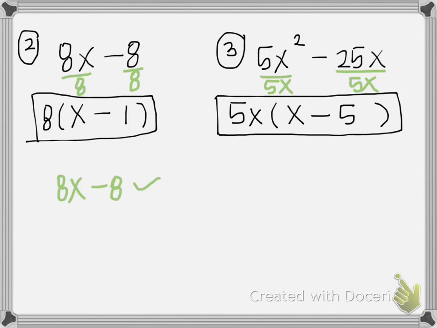We factor. Okay, we got multiplication there. So now, remember it has to multiply back to give you what you started with. So 5x times x gives you a 5x squared. 5x times a negative 5 is a negative 25x.